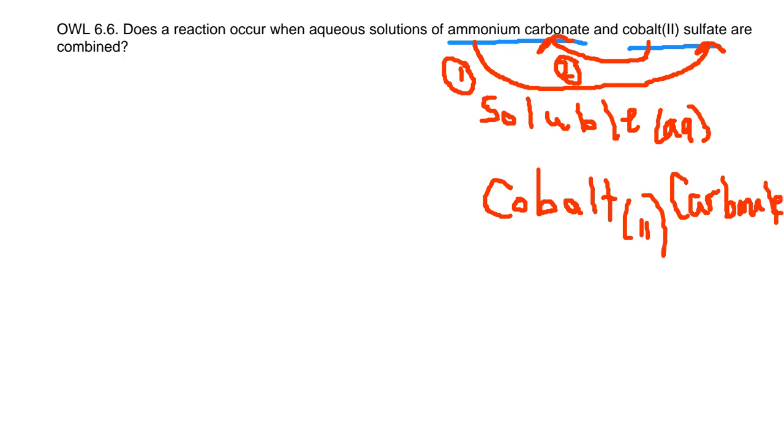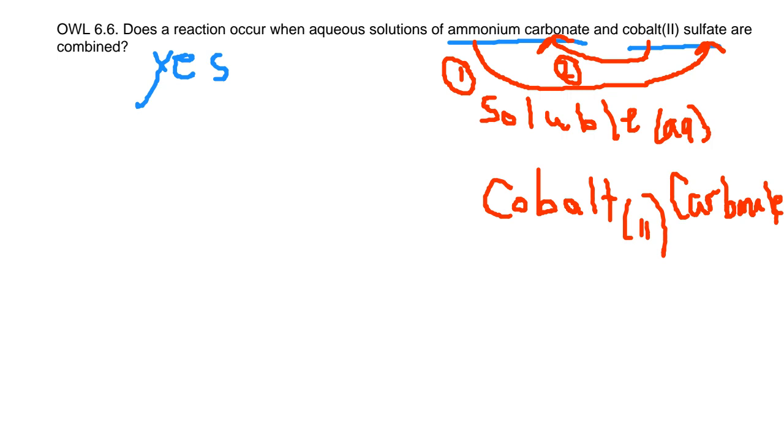Okay, so that one is insoluble. Now we need to figure out the formula for that compound. And so firstly, the answer to the question is yes, a reaction does occur. We do form an insoluble solid, and the insoluble solid is cobalt(II) carbonate. Now we will write the net ionic equation for that reaction.